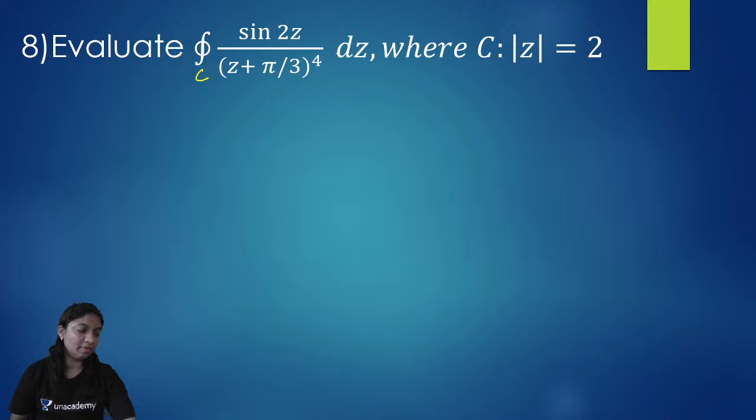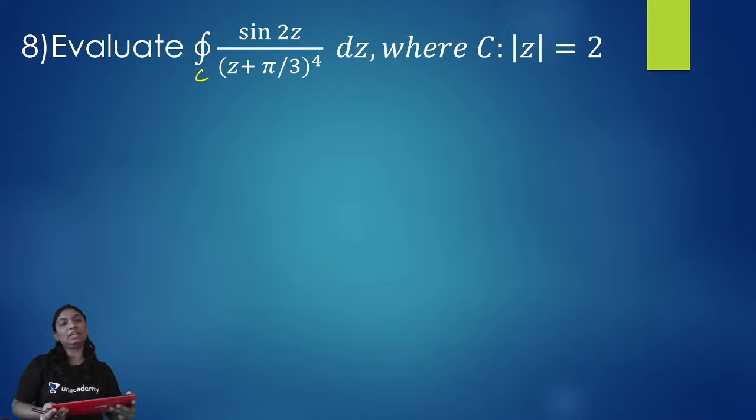So here you can evaluate this either by using Cauchy's integral formula or by using Cauchy's residue theorem. Only evaluate is given, so you can use any formula. So which one will we use here? Sin 2z upon (z plus pi by 3) raised to 4.